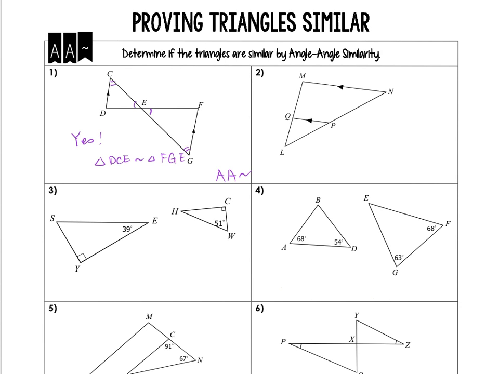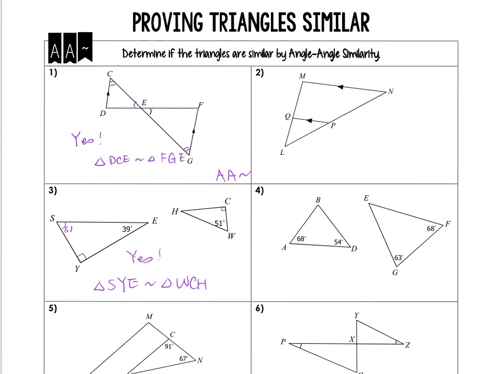Number 3, I have a right angle, and if this one is 39, this angle must be 51 because it's 180 minus 90 minus 39. Now, yes, I have two corresponding angles that are congruent. Therefore, triangle SYE is similar to triangle WCH.